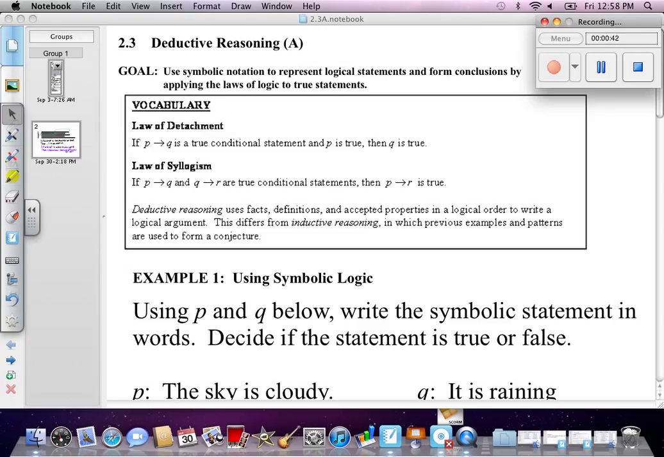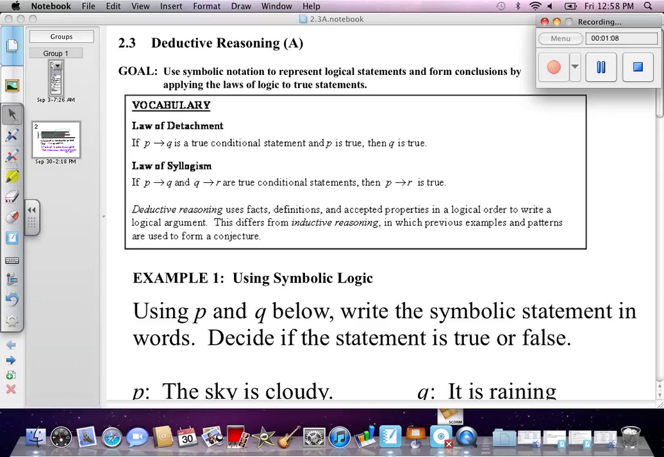Law of syllogism. If P to Q and Q to R are true conditional statements, then P to R is true. So if your hypothesis to your conclusion is true, and that conclusion turns into a hypothesis, and that's true to a different conclusion, then your original hypothesis is true to your new conclusion. And I know it sounds confusing, but I'll give you a lot of examples, so it'll be okay.